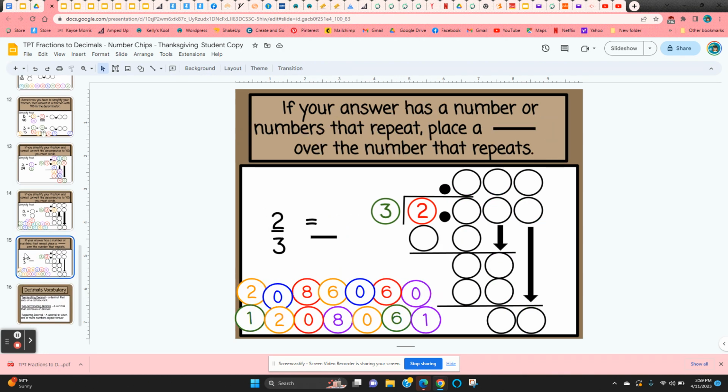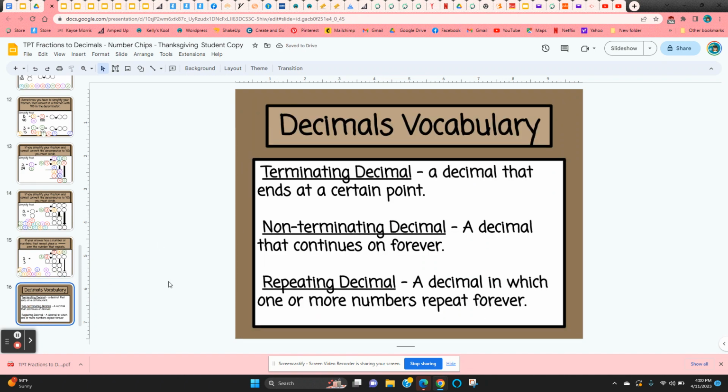And then the very last slide using number chips, they're going to get a repeating decimal as an answer. So all of these numbers are going to be 6s. And they can see it's just going to continue on forever. And they're just going to use this little bar here to show that 6 is repeating. The final slide has some decimals vocabulary. You may want to go over with the students 3 different types of decimals: terminating, non-terminating, and repeating.